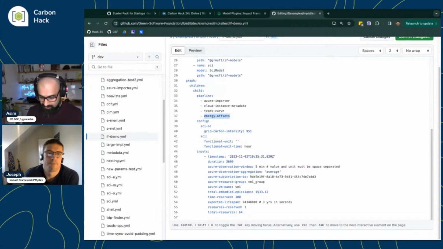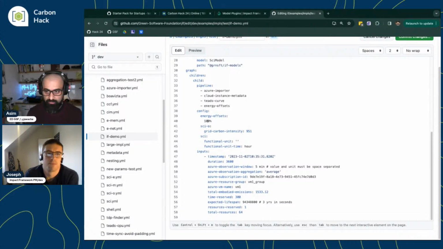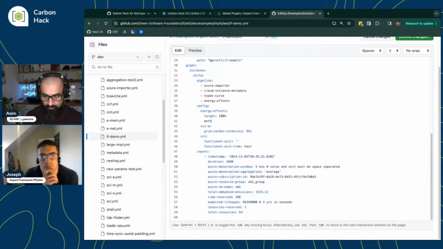If you wanted to have settings around that, the settings you might have for offsets might be, are you aiming for 100%? If you're aiming for 100%, then you want to offset all your energy. Not every company is aiming for 100%. This is interesting. This is where things get into methodology.